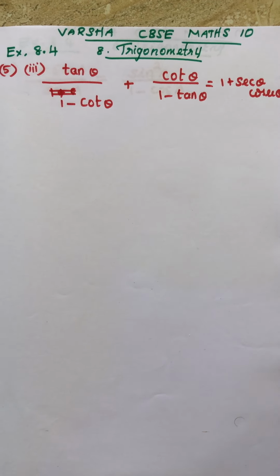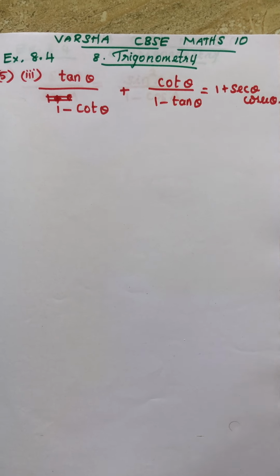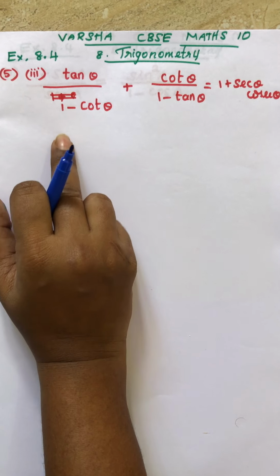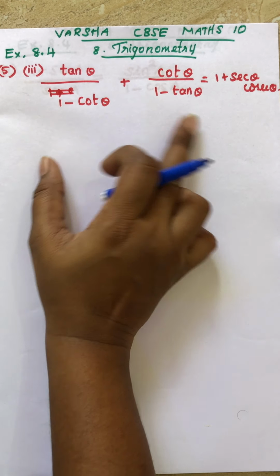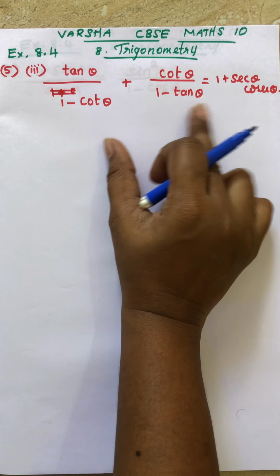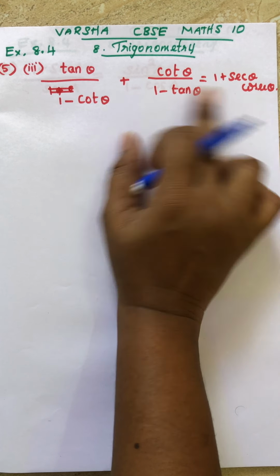So this is your 5th sum, 3rd subdivision. In the 5th sum you have 1, 2, 3, 4 subdivisions. So this is your 3rd sum. See, this is to prove the following: take your LHS, derive into RHS. So that is your question.